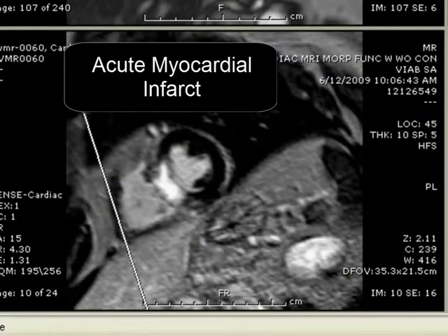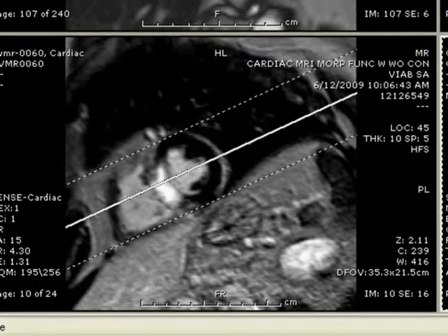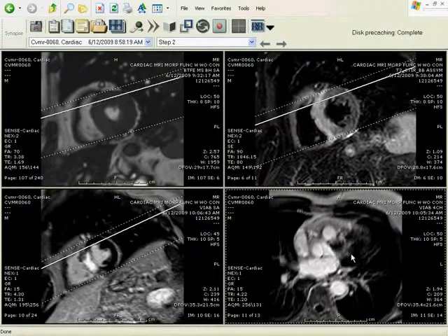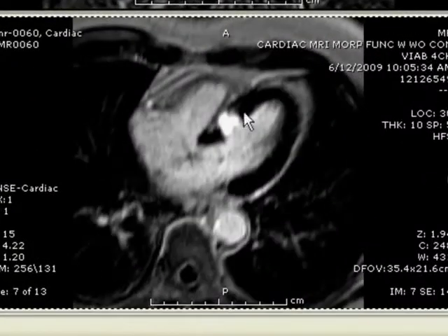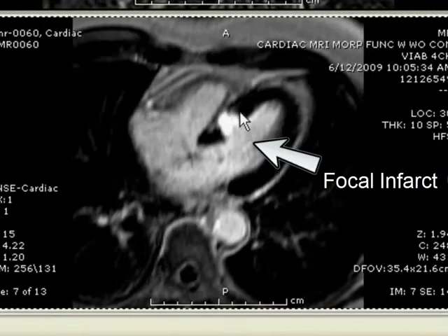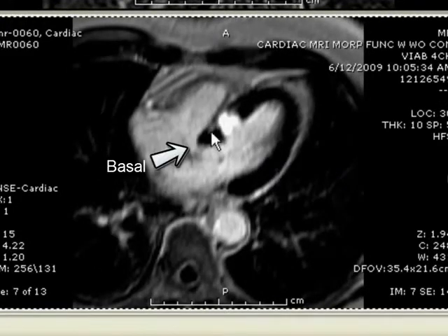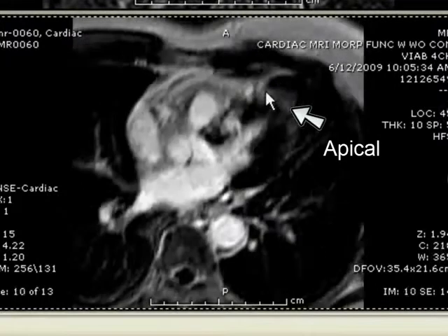demonstrating that there is an acute myocardial infarct in the septal branch in the distribution of the LAD. The four-chamber view also confirms the location of this finding, so it's a focal infarct in the septal distribution. In the mid-septum, there is a sparing of the basal and the apical septum.